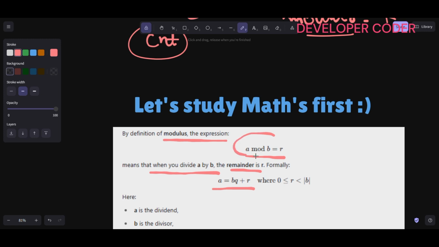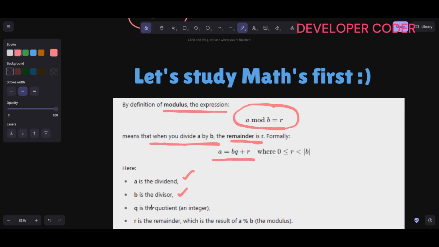So what does this equation simply mean? It means that when you divide a by b, the remainder is r. So you are going to write it like this: a is equal to bq plus r. Here a is the dividend, b is the divisor, q is the quotient, and r is the remainder. Now let me prove this.